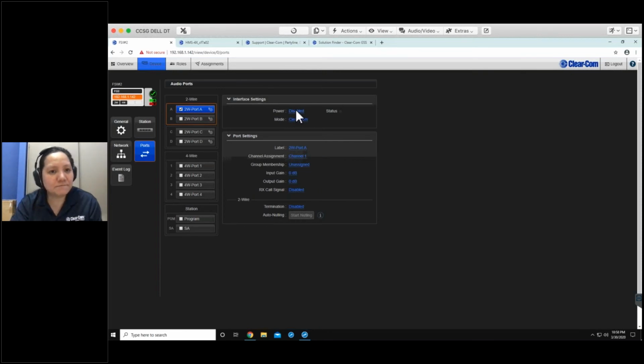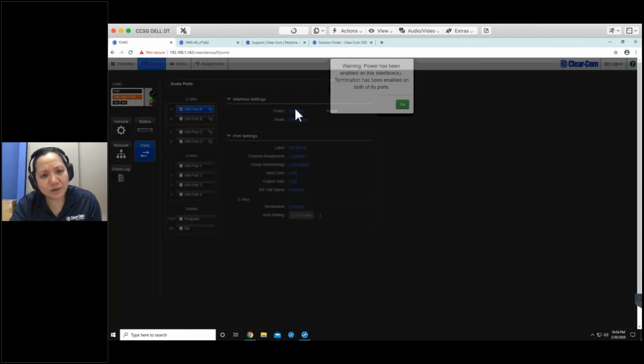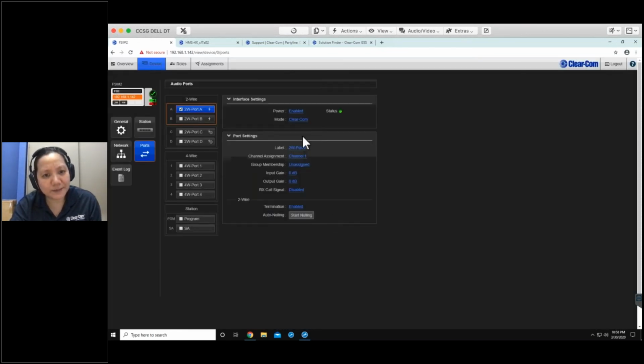Power, by default, is disabled. You could enable it to power a few belt packs. I think we could power quite a number of belt packs. Once you enable the power, auto nulling is automatically available. You could just press this once all your devices are connected up, to null the system.